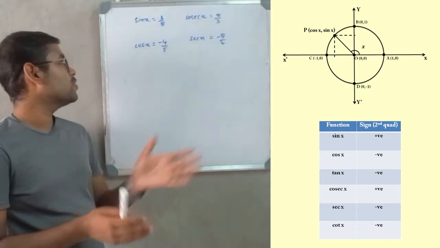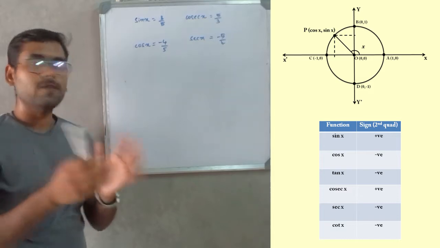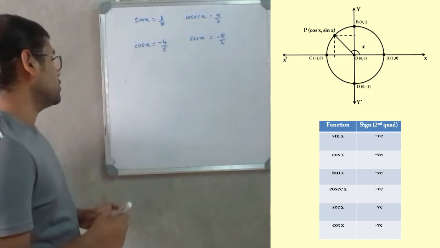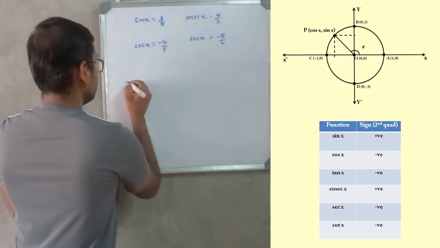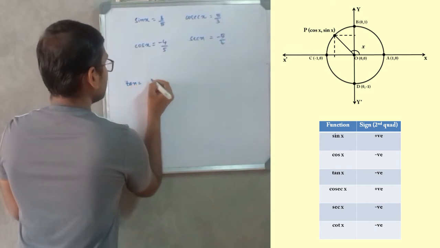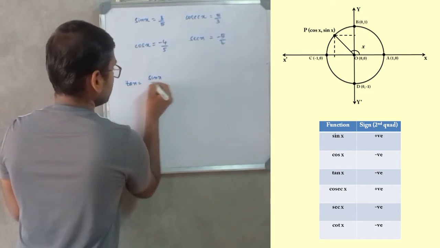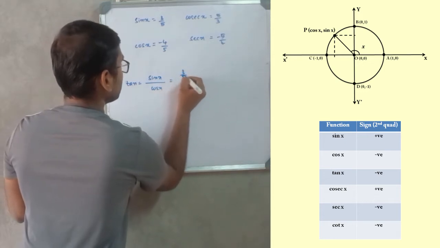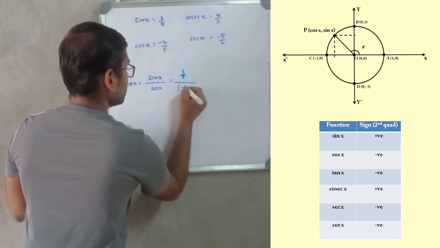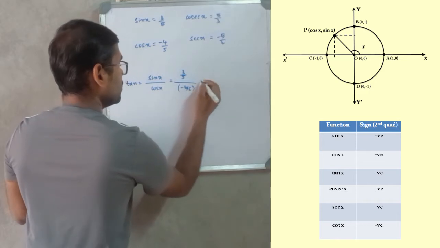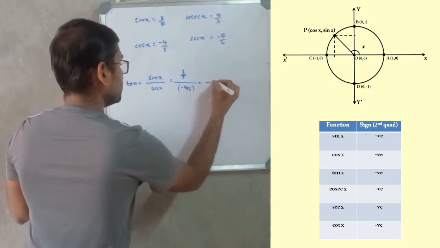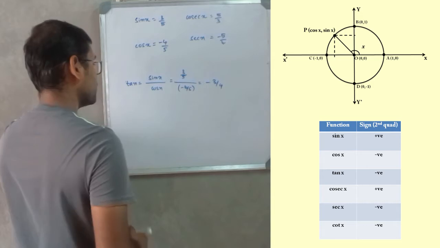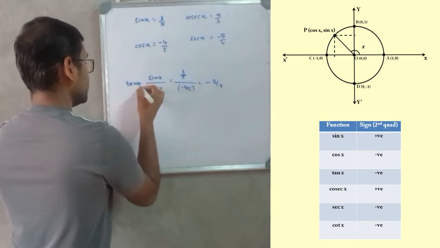Guys, now that we have values of these four trigonometric functions, let us find the value of the other two, which are tan x and cot x. The tan x is given by sin x divided by cos x. Here the value of sin x is 3 by 5 and the cos x we found as minus 4 by 5. The value of tan x will be minus 3 by 4. This is the value of tan x.